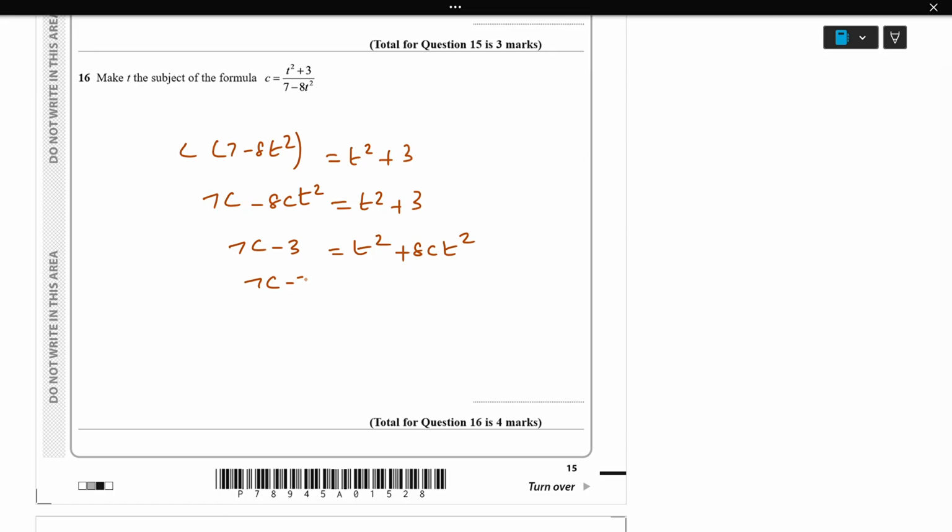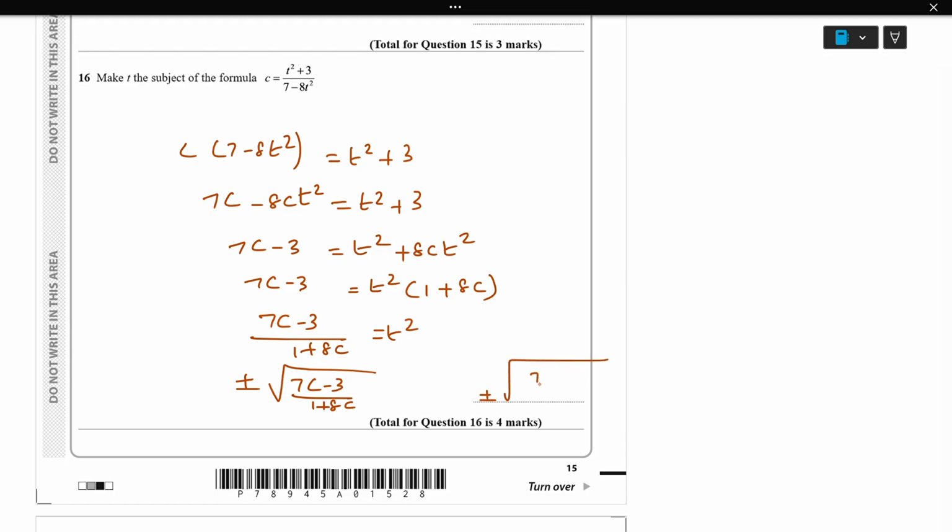So 7c minus 3 equal to, bring t squared out, which is 1 plus 8c. Bring 1 plus 8c here: 7c minus 3 over 1 plus 8c equal to t squared. Now remove the square; the right side is going to be a square root. This is the answer: t equals plus or minus the square root of 7c minus 3 over 1 plus 8c.